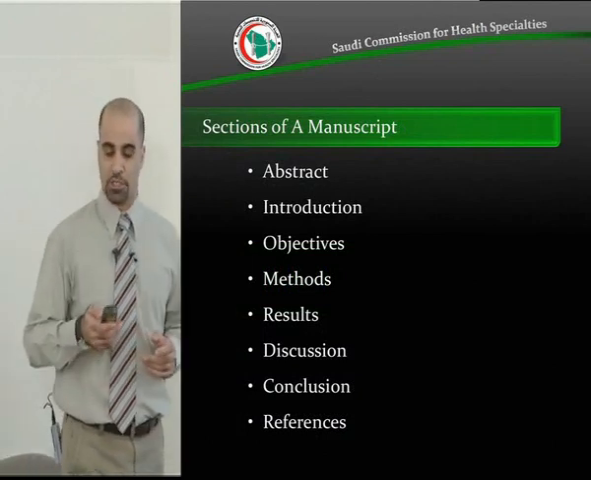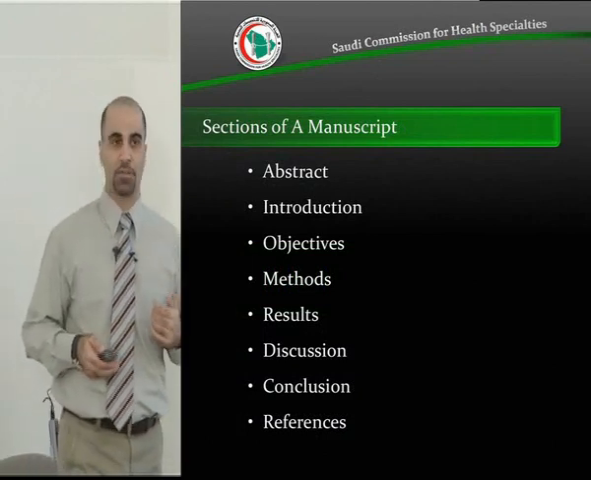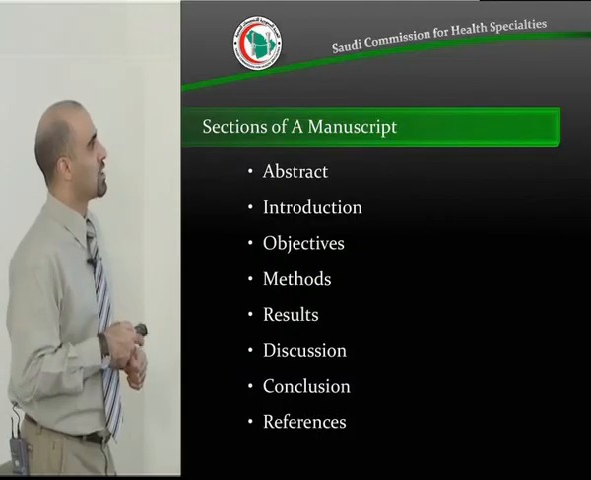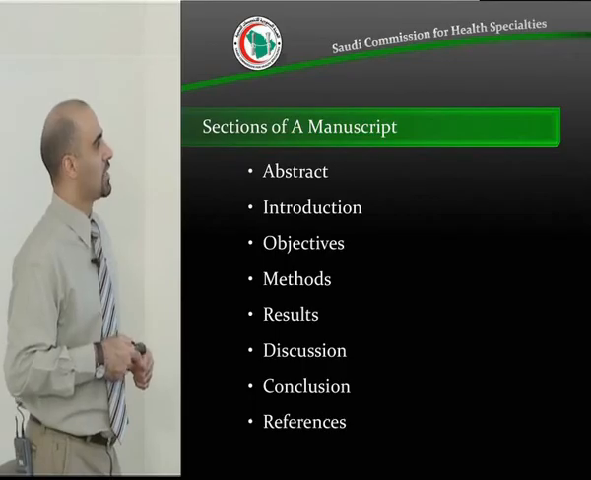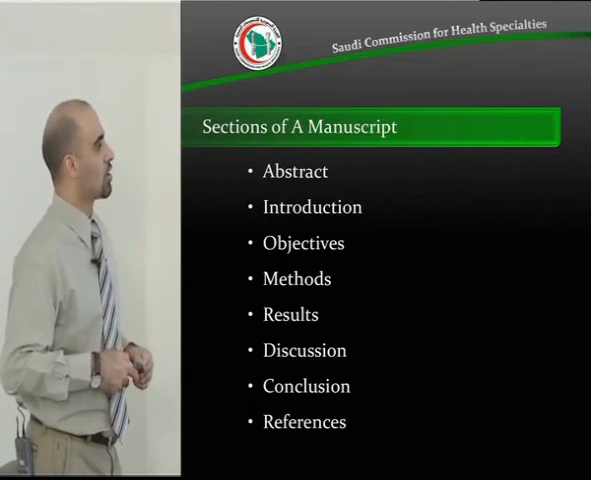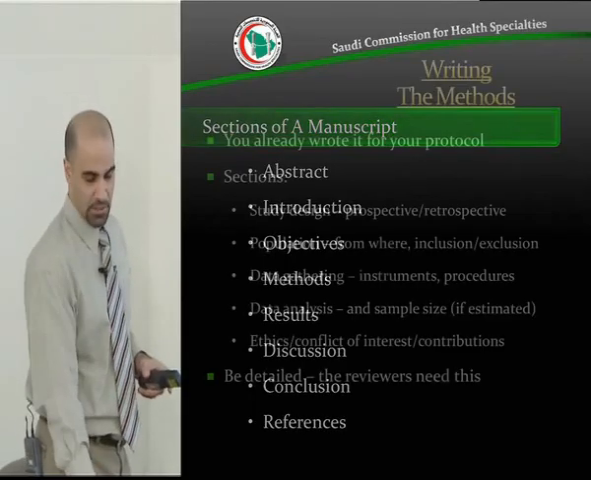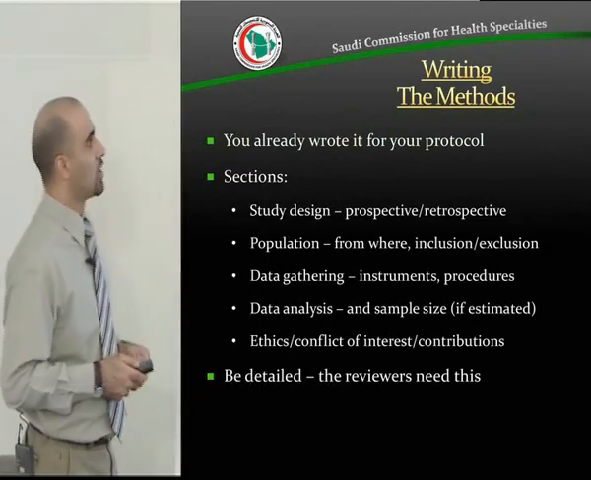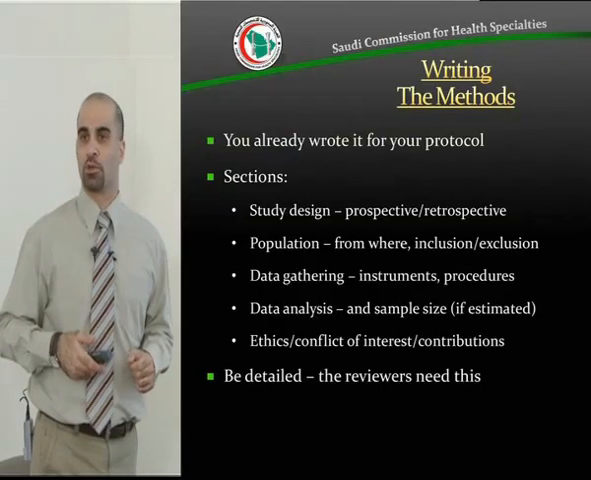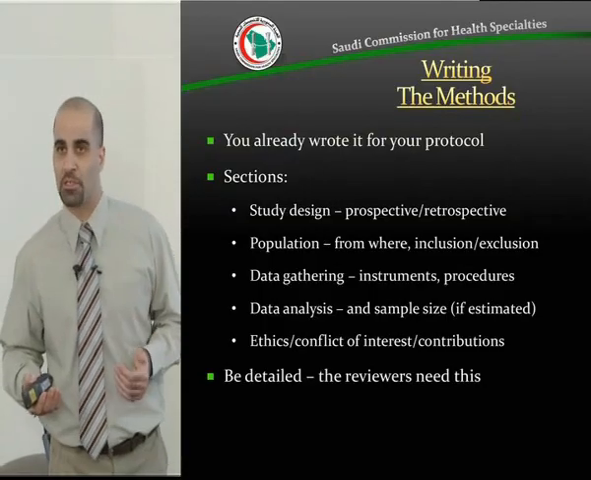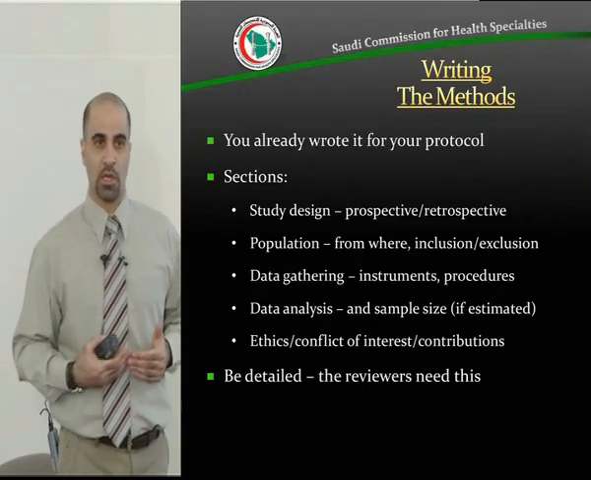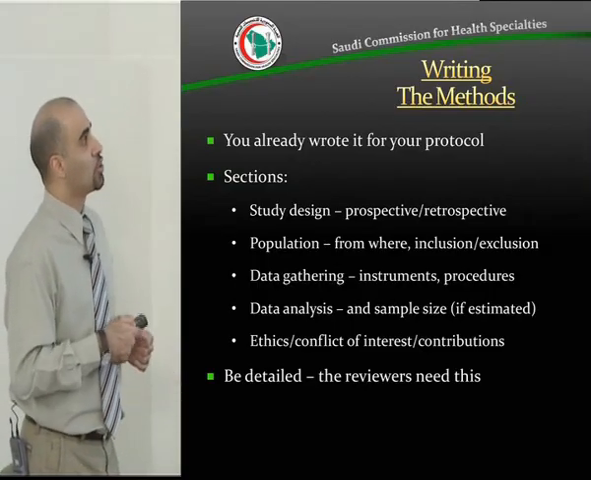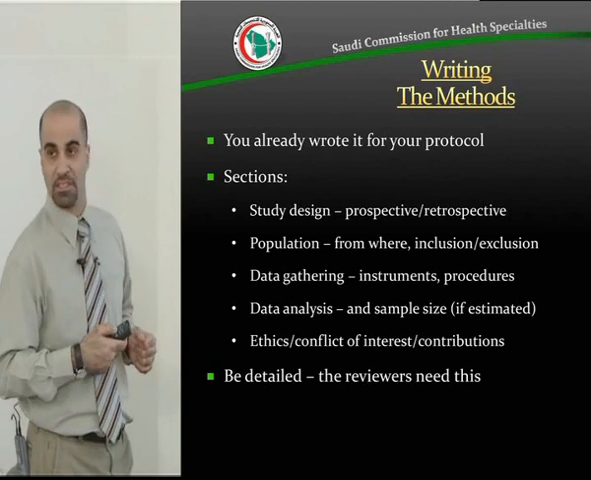The sections of a manuscript, as we have done at the beginning of the course, we said there's the abstract, the introduction, the objectives, the methods, results, discussion, conclusion, and references. So usually I would start with the methods. Why? Because you already wrote it from your protocol. When you wrote the proposal at the time when you submitted for approval of the grant or of the application, you should have written the methods section.